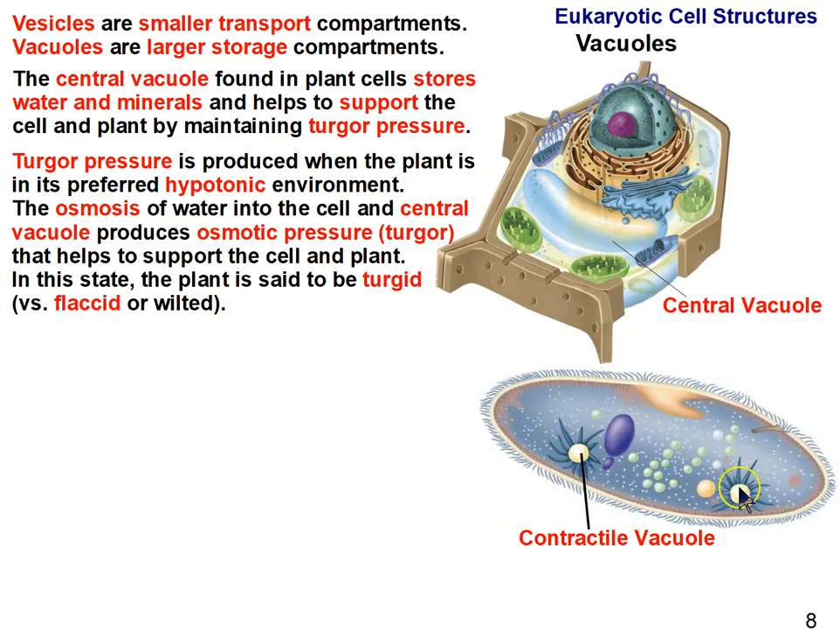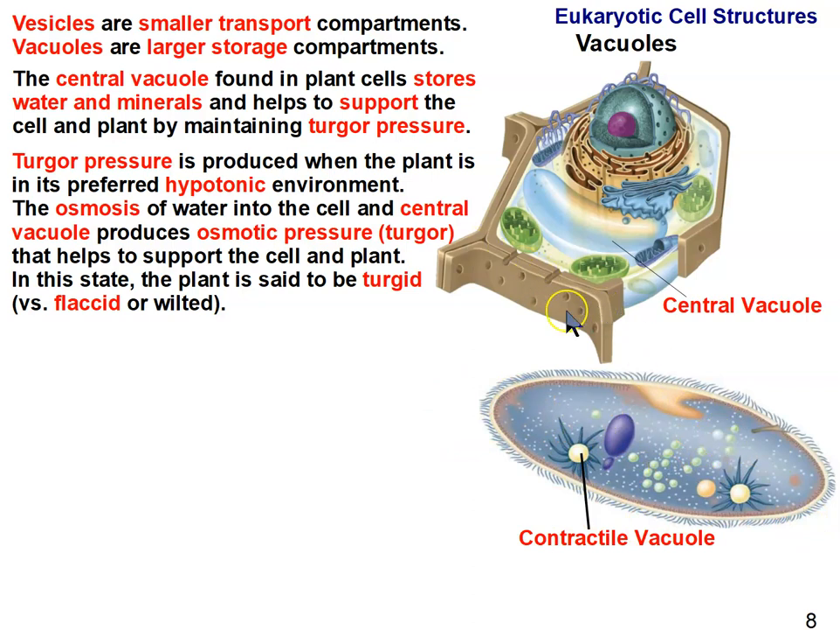This is a protozoan. You may recognize it as a paramecium, and we're going to be studying protozoa in this unit. And many freshwater protozoa are surrounded by fresh water, and that term fresh water is just the opposite of salt water. Fresh water is hypotonic compared to the cytoplasm inside the cell. Therefore, water is going to diffuse by osmosis into the cell.